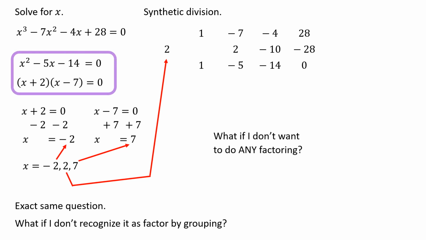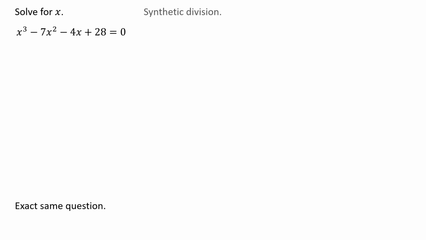But hey, we still had a factor. What if I want to completely avoid factoring? Okay, once again, the exact same equation. I'm going to set it up for synthetic division. I'll try 2. Drop, multiply, add, multiply, add, multiply, add. And of course, 2 worked.